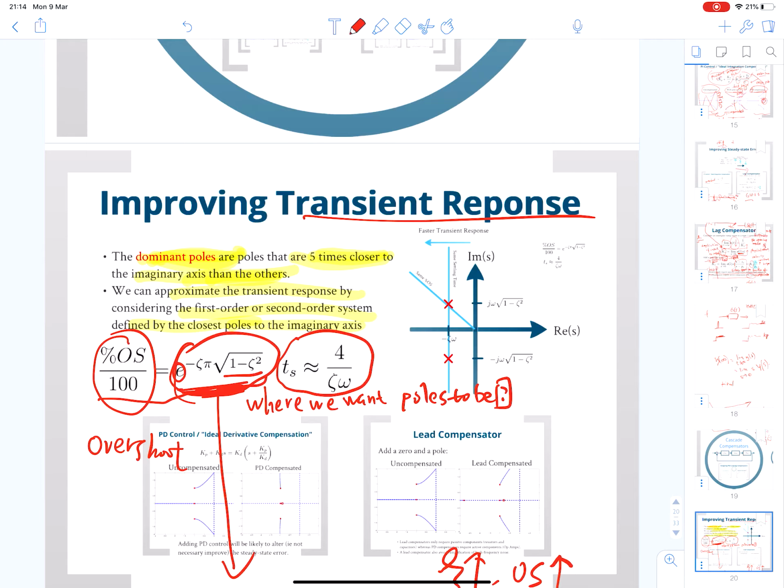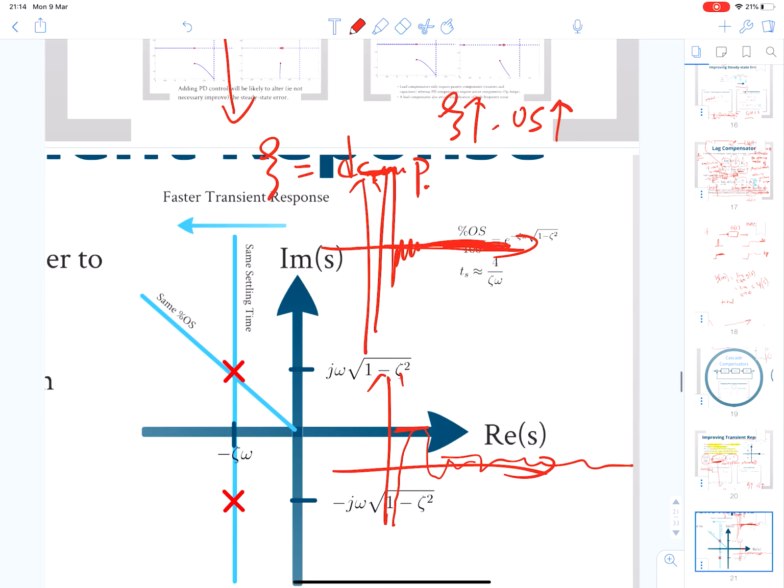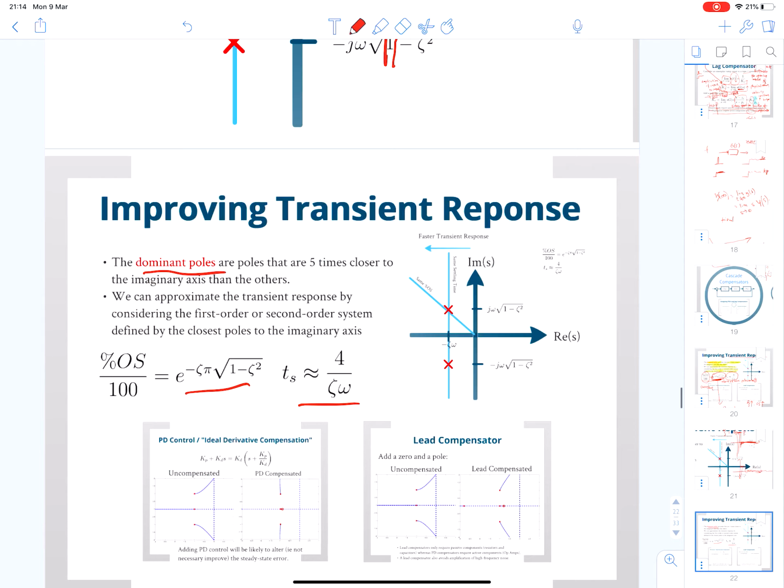Improving the transient response. Dominant poles are the poles that are 5 times closer to the imaginary axis than others. And we can approximate the transient response by considering the first order or second order system defined by the closest poles to the imaginary axis. And for example, that's improving the transient response.